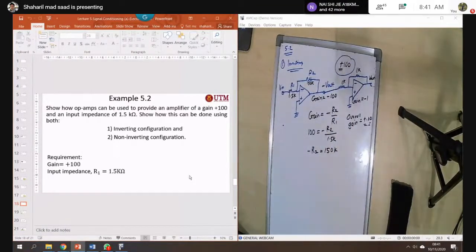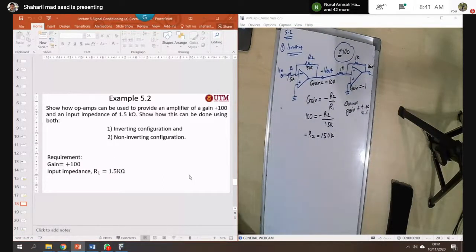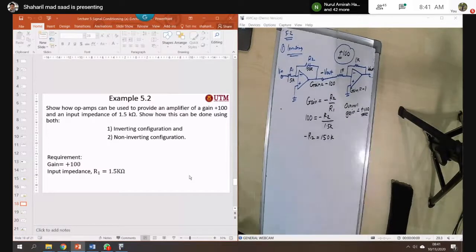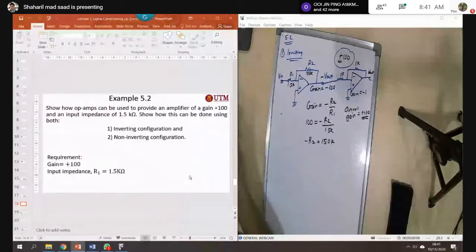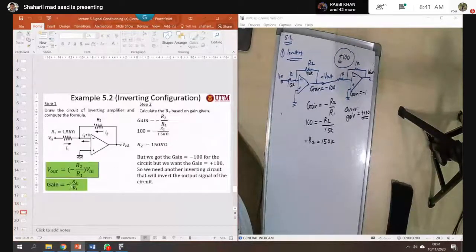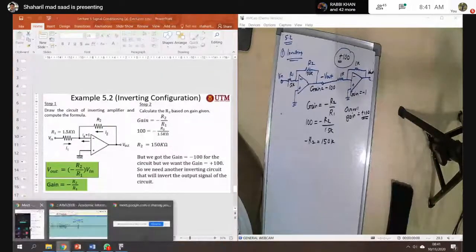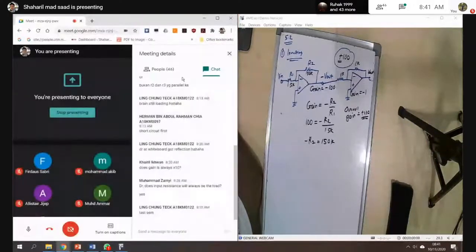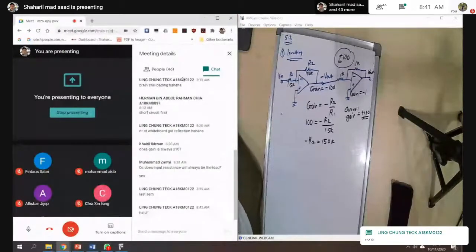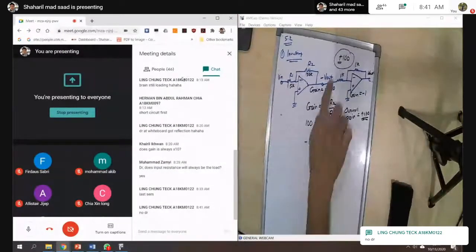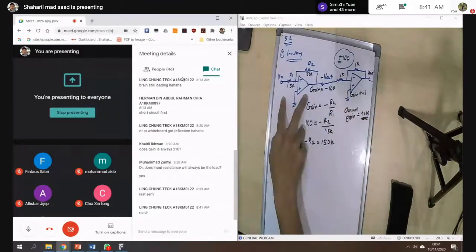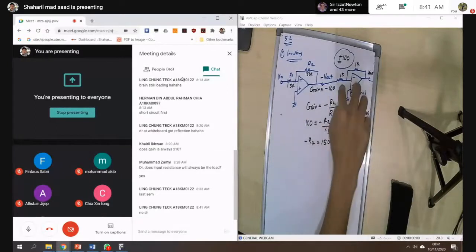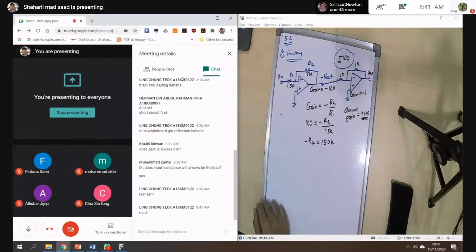That means a positive gain. Any question? You can look at the solution here. We want to achieve plus 100, that means we need two inverting stages. But for the second inverting stage, you need to choose the same value.